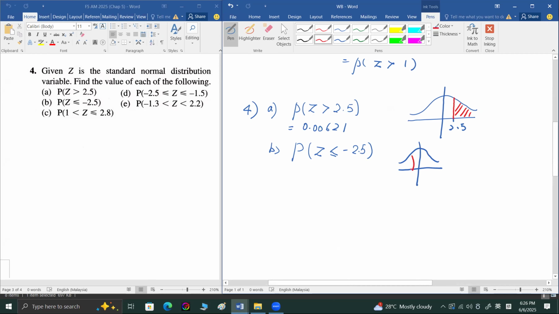Smaller than negative 2.5. The area is the same, because the middle line is the line of symmetry, class. So you change it to the right side. If I change it to the right side, I make it positive 2.5, it's the same. Yeah, the area is the same. If you want to change to the positive, meaning the right side, see? I change it back to the right side already, so 2.5.